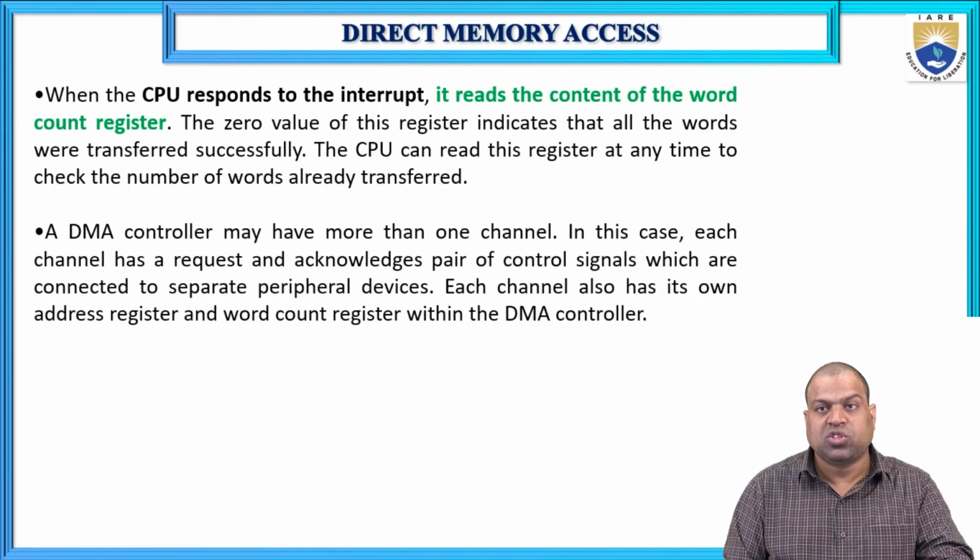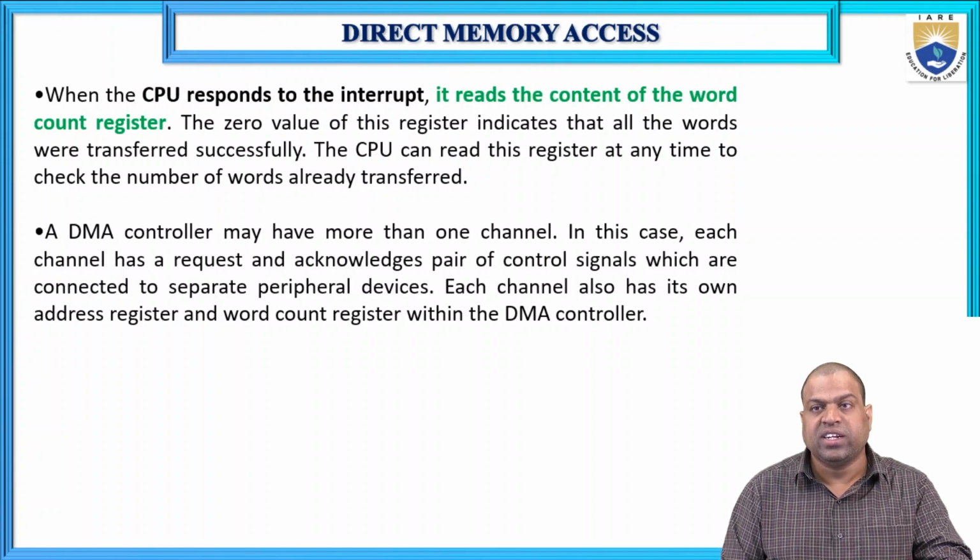When the CPU responds to the interrupt, it reads the content of the word count register. The 0 value of the register indicates that all the words were transferred successfully. The CPU can read this register at any time to check the number of words already transferred. When the CPU is enabled and responds to the interrupt, what will happen? The word count will be updated successfully and the data will be transferred from input to output.